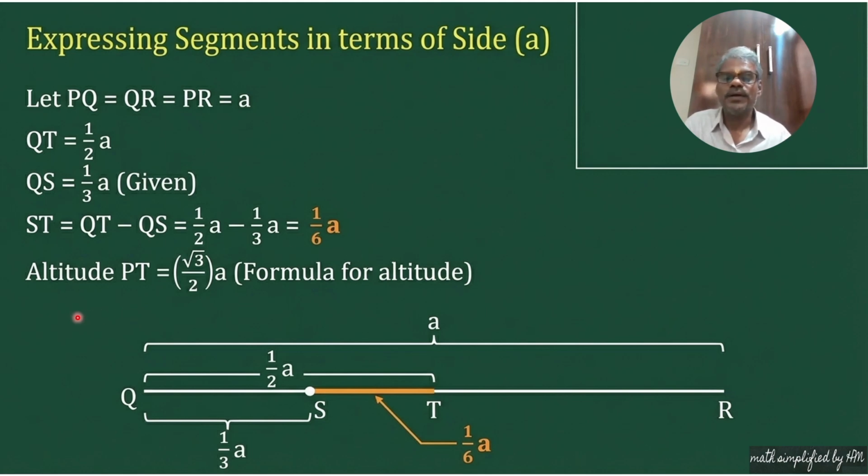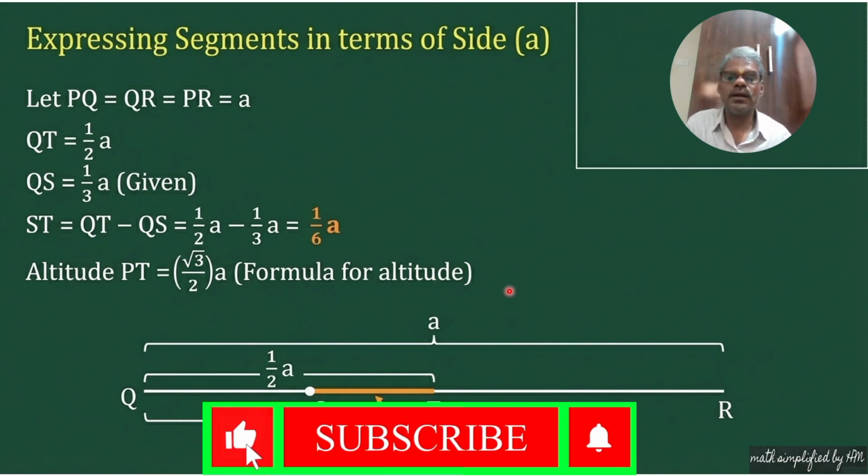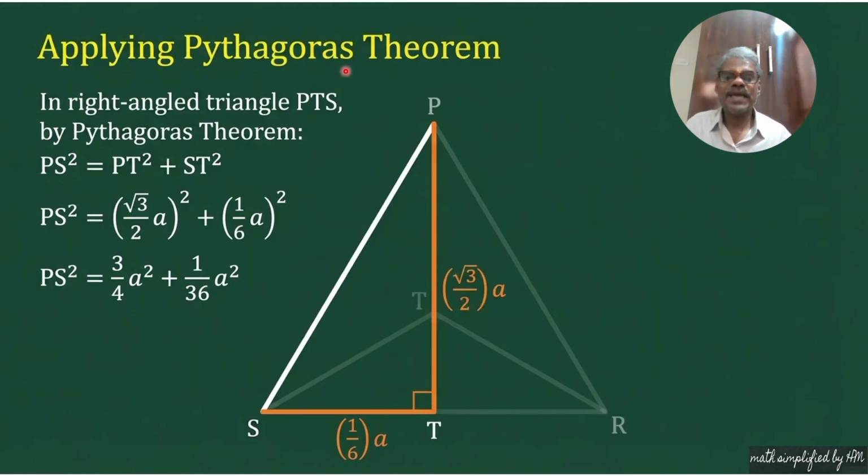We know that the altitude of an equilateral triangle is equal to root 3 by 2 times its side. For the altitude in an equilateral triangle, we get altitude PT is equal to root 3 upon 2 into A. Applying Pythagoras theorem.